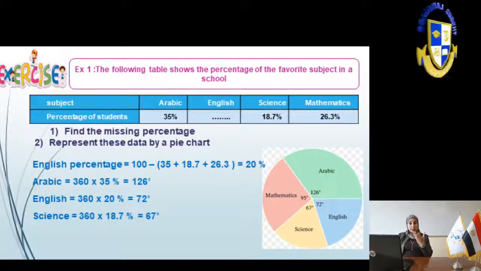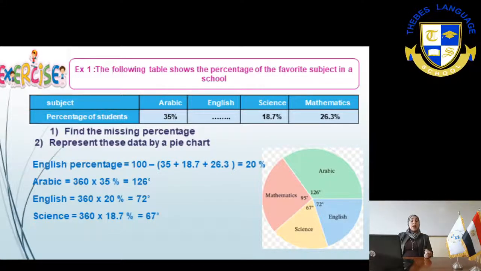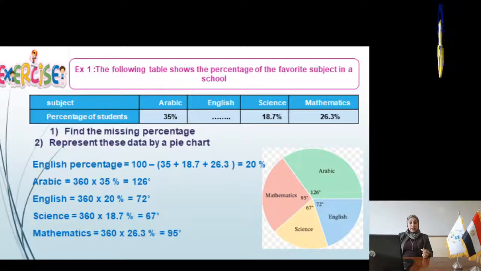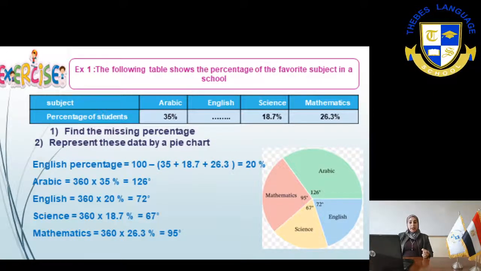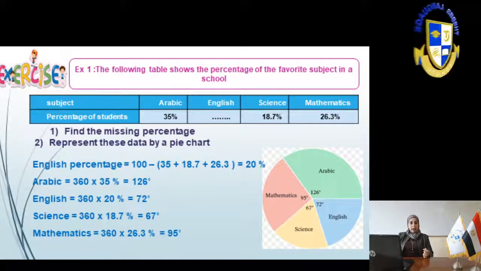Of course, the last part will be Mathematics, but I'll calculate it again. Mathematics equals 360 times 26.3%, which equals 95 degrees.